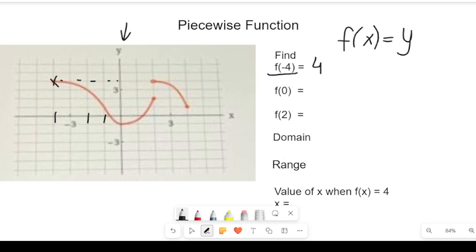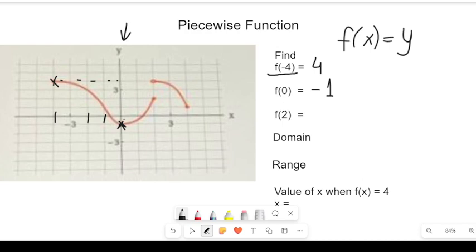Now, it asks us for the y value when our x is 0. Where is our x 0? We can see that our x is 0 right over here. So what's the value of our y? It's -1. We're just reading it from the graph.